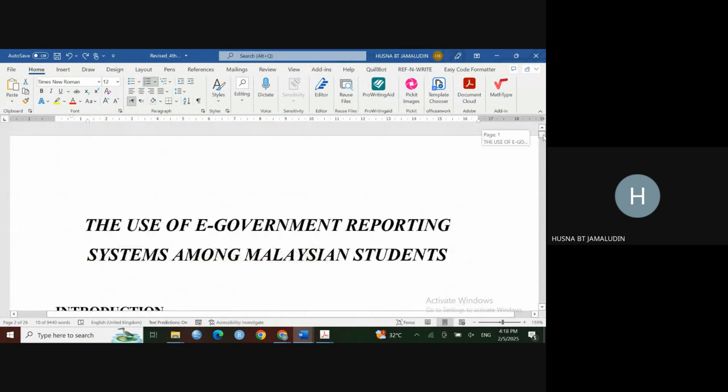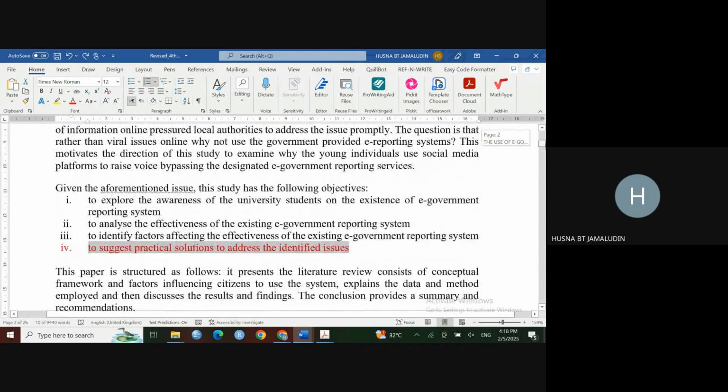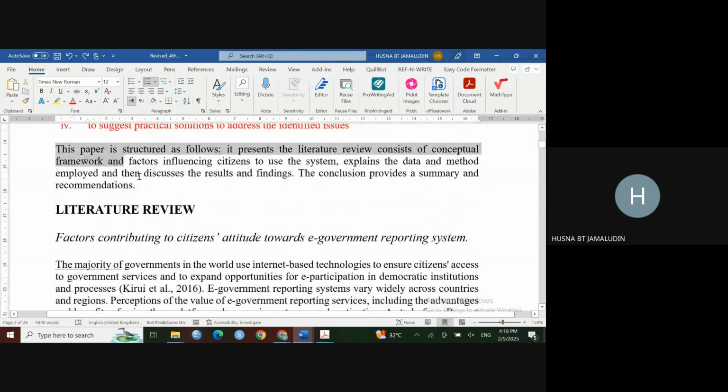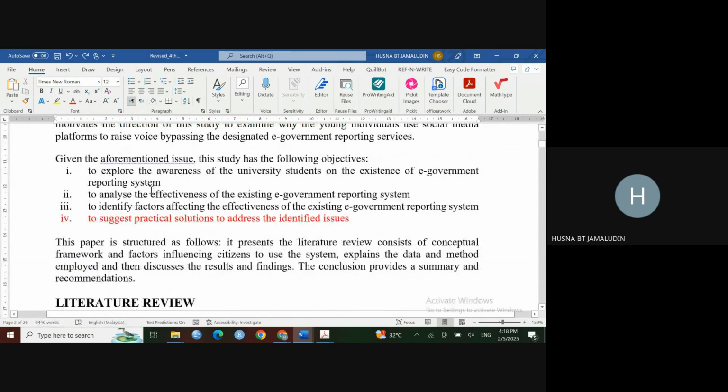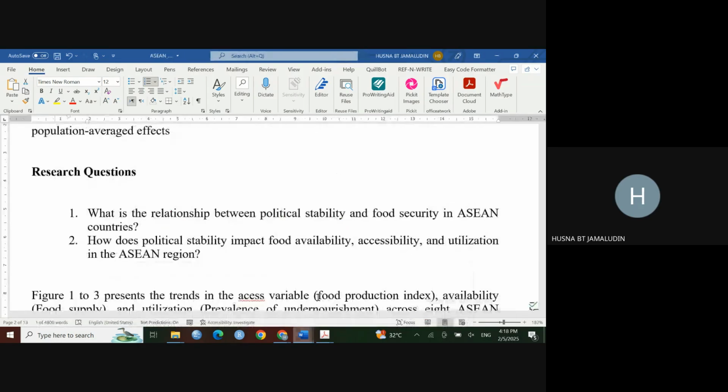This is about the use of an e-government reporting system. After the objective, you simply go to the literature. People will say, even though you have many objectives, that is good, but why should this topic be studied? You didn't tell why it is significant for you to conduct it. This is missing, so people may simply reject your paper because they cannot find its significance. Let's move to the second one.